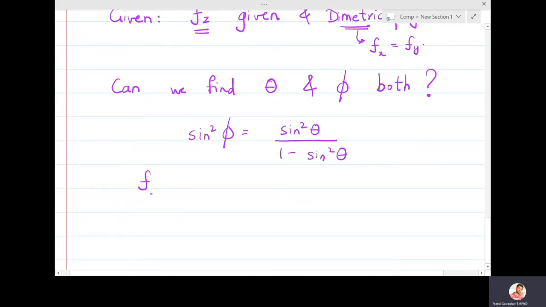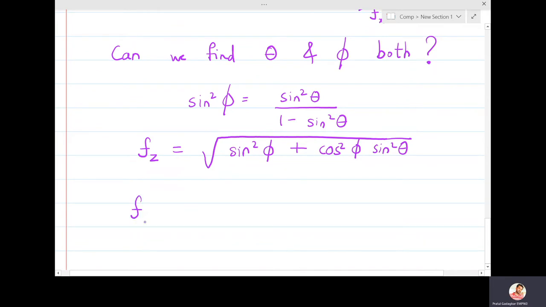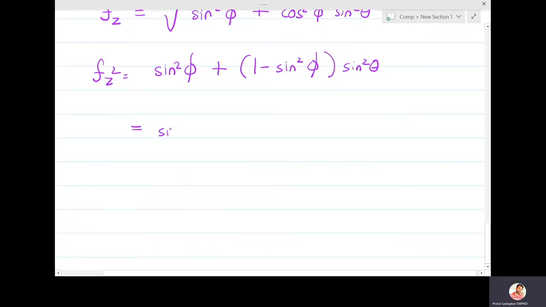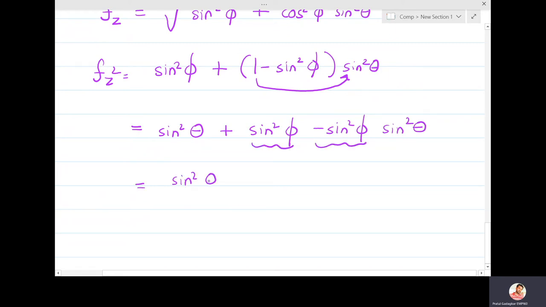What is the foreshortening factor fz given by? In the first lecture on axonometric projections, we derived the expression for fz. It was sine square phi plus cos square phi sine square theta. Then fz square is equal to sine square phi plus 1 minus sine square phi sine square theta. Remember, I always change the cosine into the sine so that my life becomes easy. So I will have sine square theta from this part, plus sine square phi minus sine square phi sine square theta. Then there is a sine square phi and a sine square phi, so I have sine square theta plus sine square phi into 1 minus sine square theta.